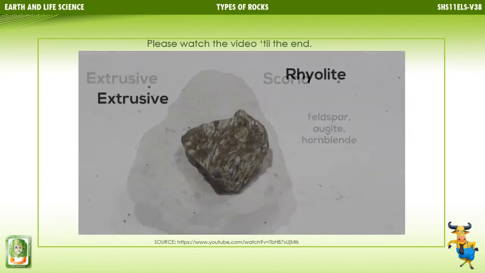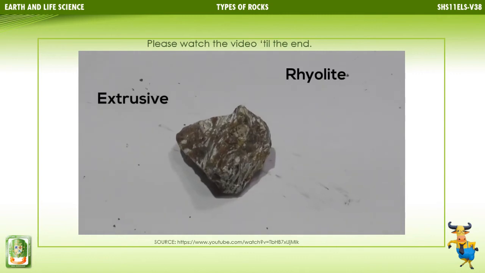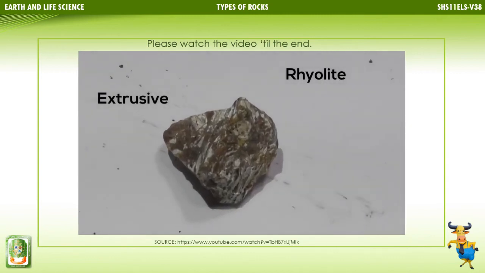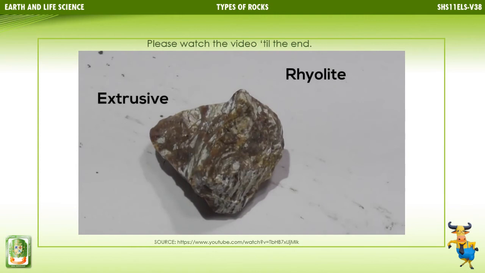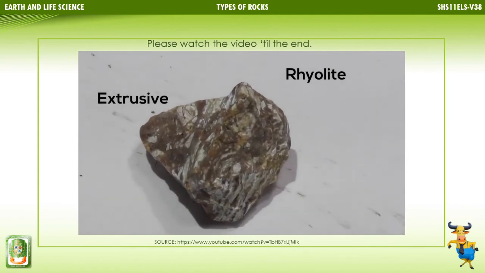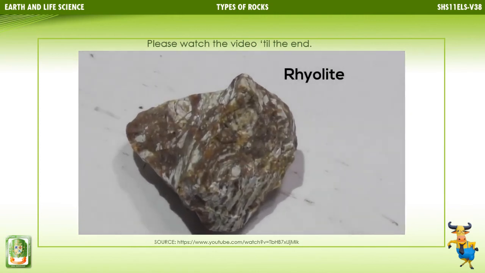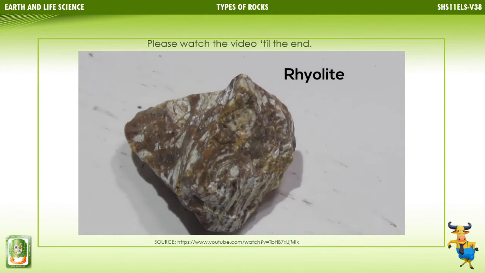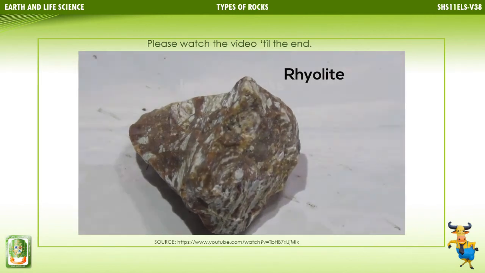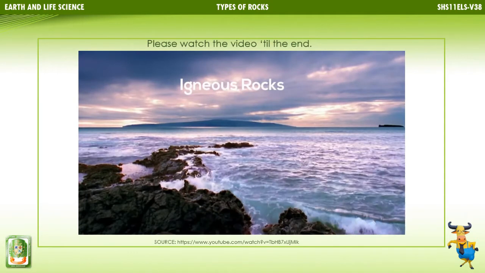And finally, we have rhyolite. It's an igneous extrusive rock. It's made from feldspar, quartz, and mica. It has a very fine texture, and often it has a porous texture, and it can float in water. So there we go, 5 igneous rocks.